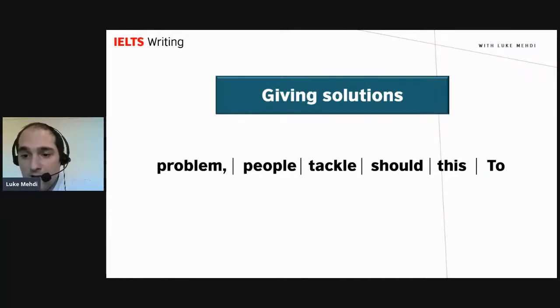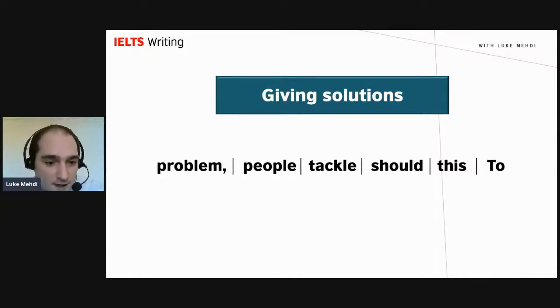Yeah, very good. Oh, you're missing a word there. People should tackle this problem. Look at the word that comes at the beginning of the sentence: to tackle this problem, people should something. Make sure, Alice, you've included the comma there. Yeah, okay, very good.